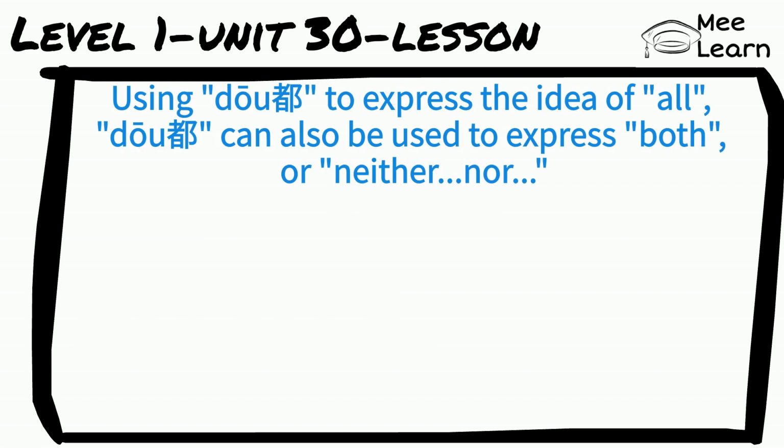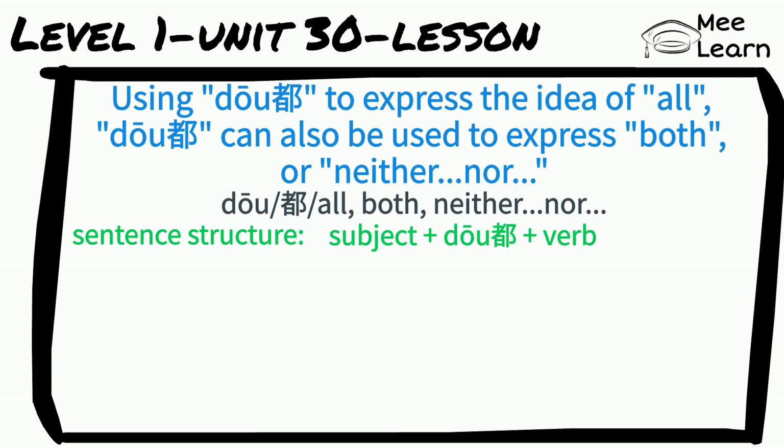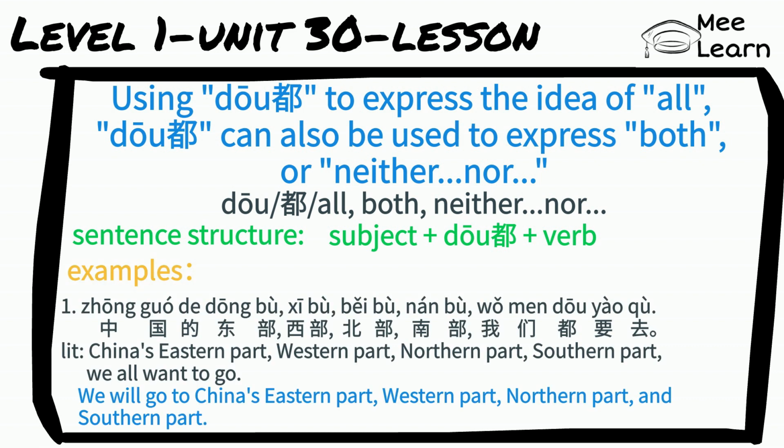Using 都 to express the idea of all. 都 can also be used to express both or neither nor. The sentence structure is like this. Subject plus 都 plus verb. For example, 中国的东部、西部、北部、南部我们都要去。Literally, China's eastern part, western part, northern part, southern part, we all want to go. We will go to China's eastern part, western part, northern part, and southern part.